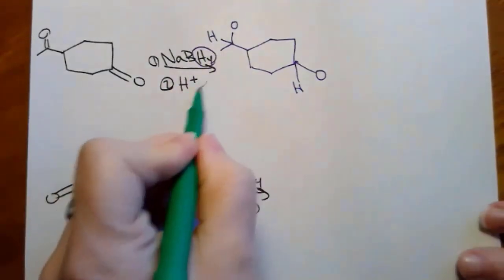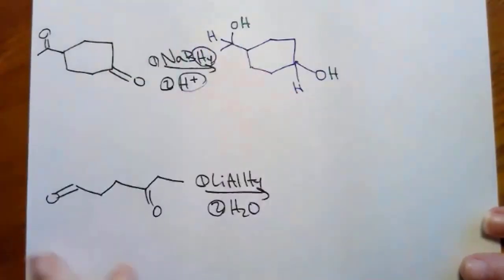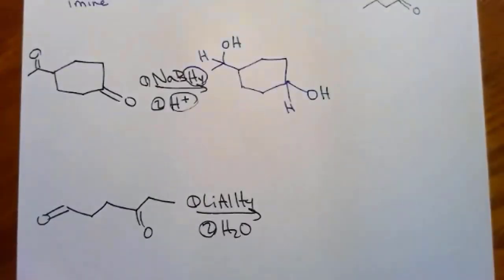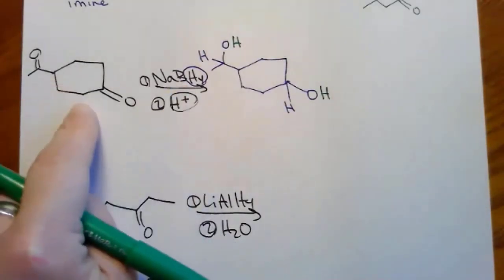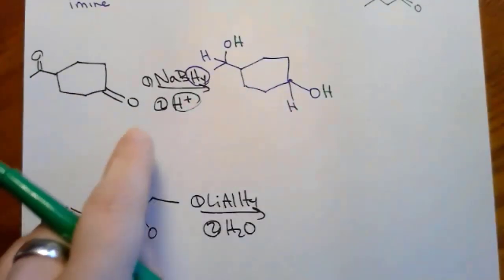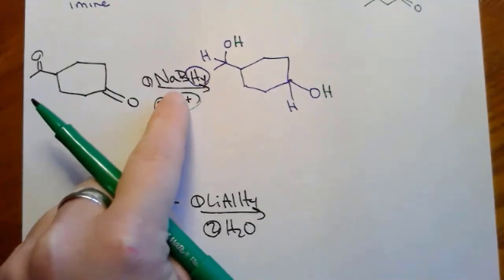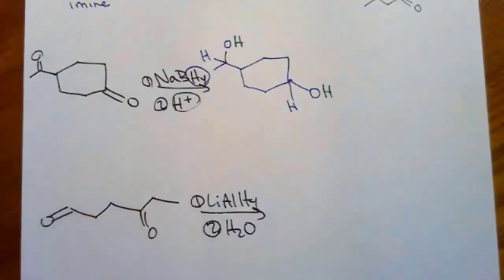We get a new green H from my acid workup on those two things. As long as you put at least half as much of this as you have that, you will get this product. Because every one sodium borohydride is capable of reducing 4 carbonyl compounds.